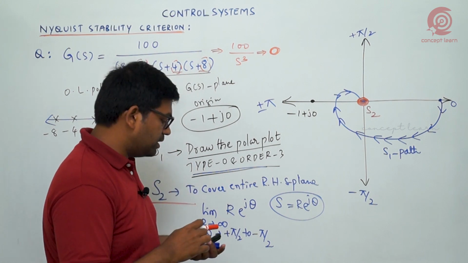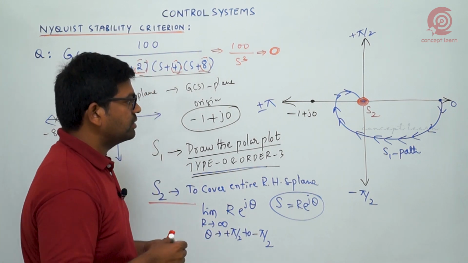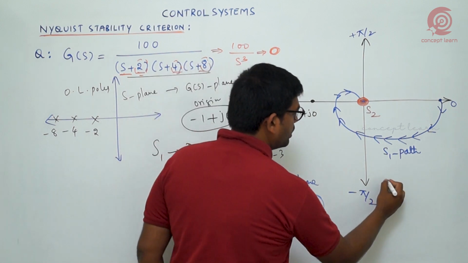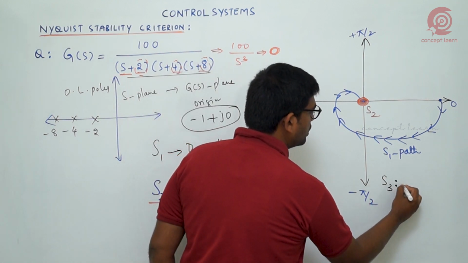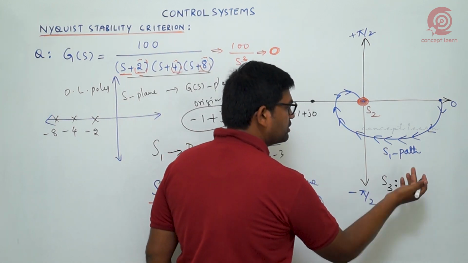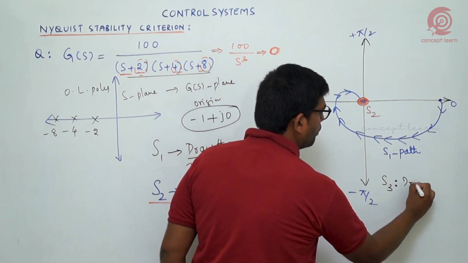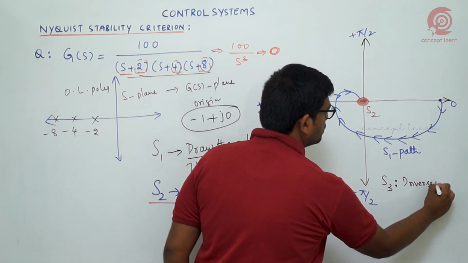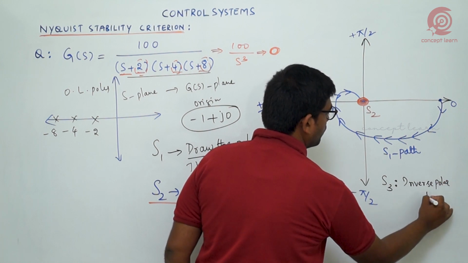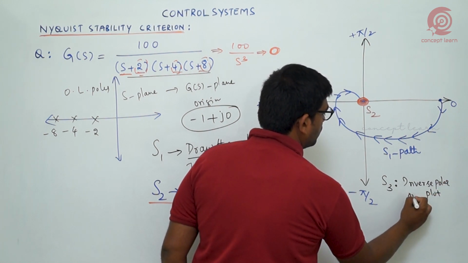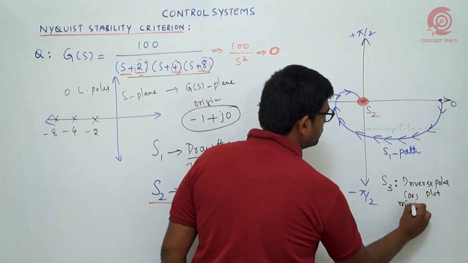Next, what is that S3 in sequence? S3 is to just draw the mirror image of S1, or you can call it the inverse polar plot, or mirror image of S1.